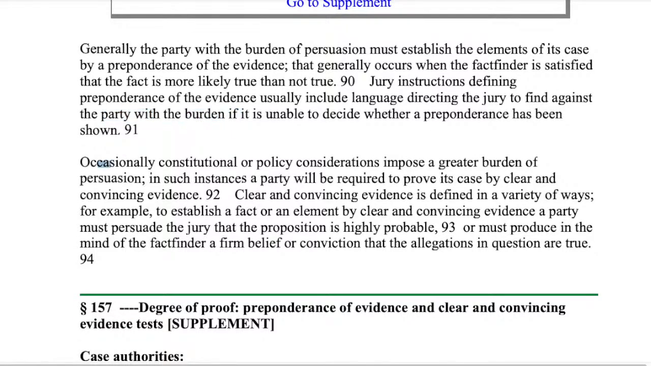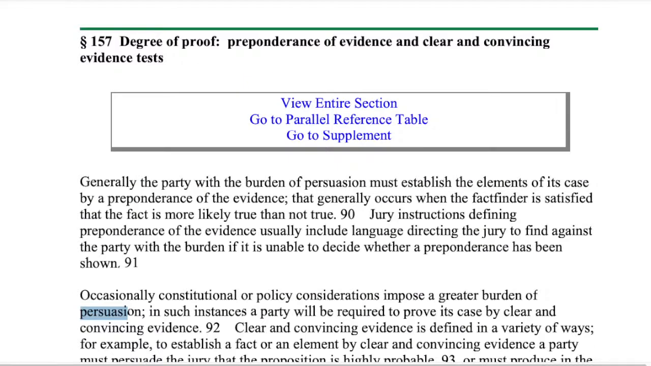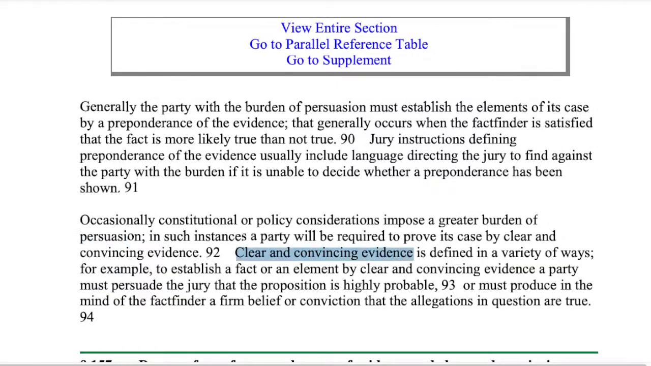Okay, so occasionally the constitution imposes a greater burden of persuasion, right? In this case, clear and convincing evidence is defined in a variety of ways. Instead of just a preponderance of evidence, the party will be required to prove its case by clear and convincing evidence. To establish a fact or element by clear and convincing evidence, you must persuade the jury that the proposition is highly probable. So it's not just more likely than not. It has to be highly probable. What degree is highly? It would depend on the instance.